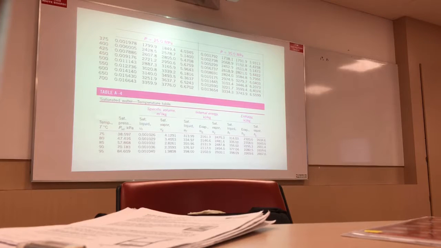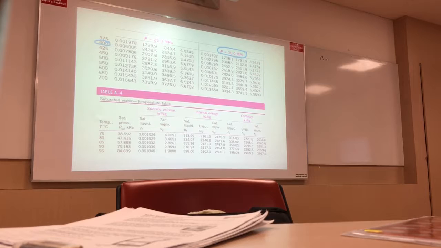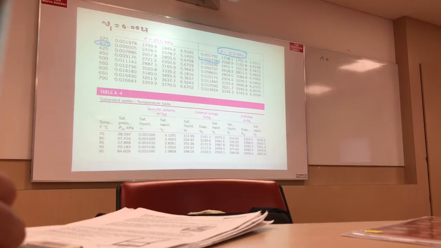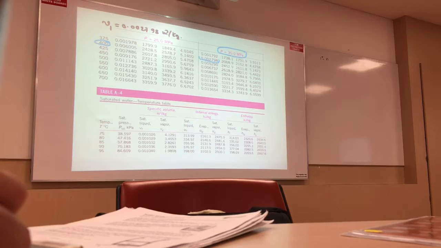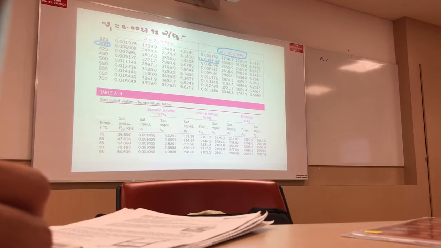This is the solution, right? What is the pressure? Pressure is 30. Temperature is 400. What is the specific volume? This one. Then I can write, what is V1? V1 becomes 0.00278 meter cube per kilogram. Done. Then I need to know what is V2. V2 also same, right? This is equivalent to V2.